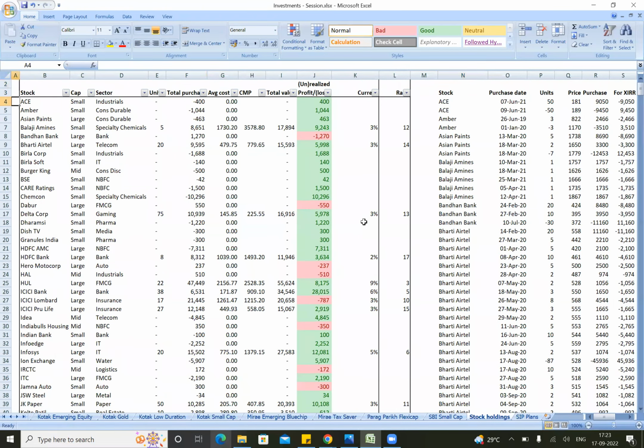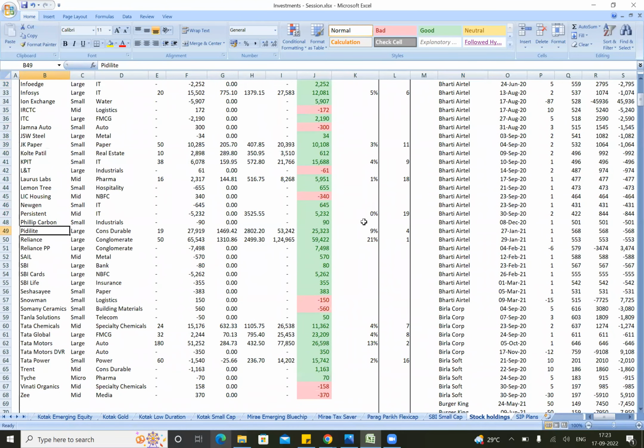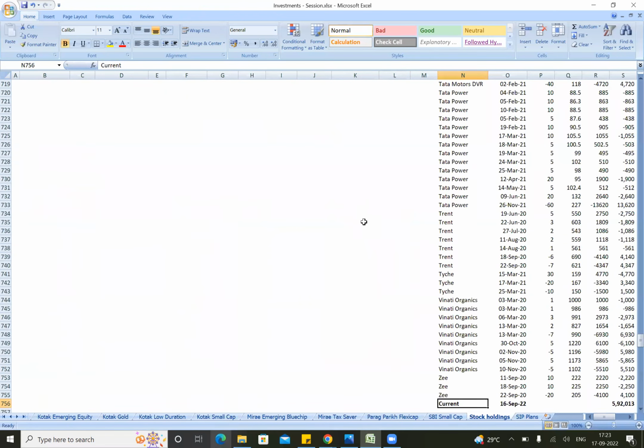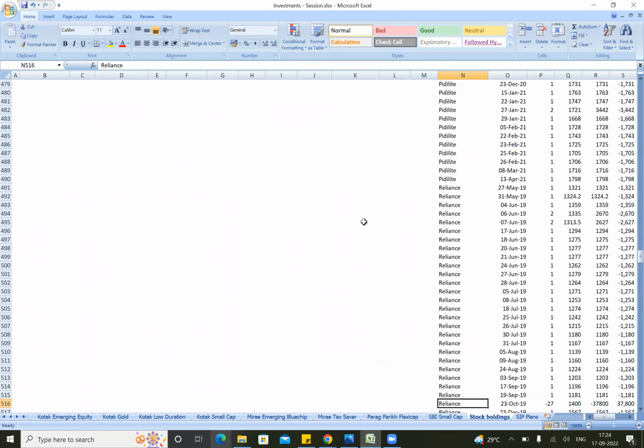Let's go to one more share, which is Reliance. So Reliance, in this example, has been a little overweighted stock. So if you just look at how the Reliance purchasing pattern has been. The pain point over here is that you need to create each and every row whenever you are doing any sort of investment, even 1 share, 2 shares, whatever.